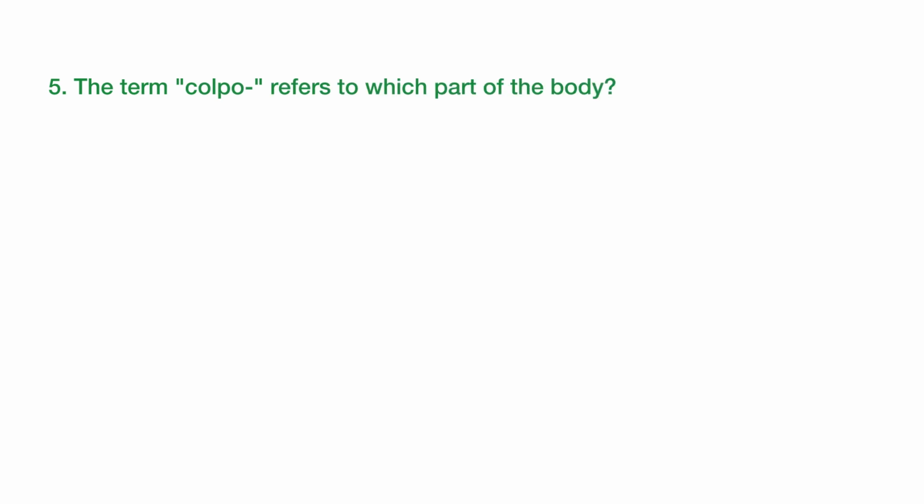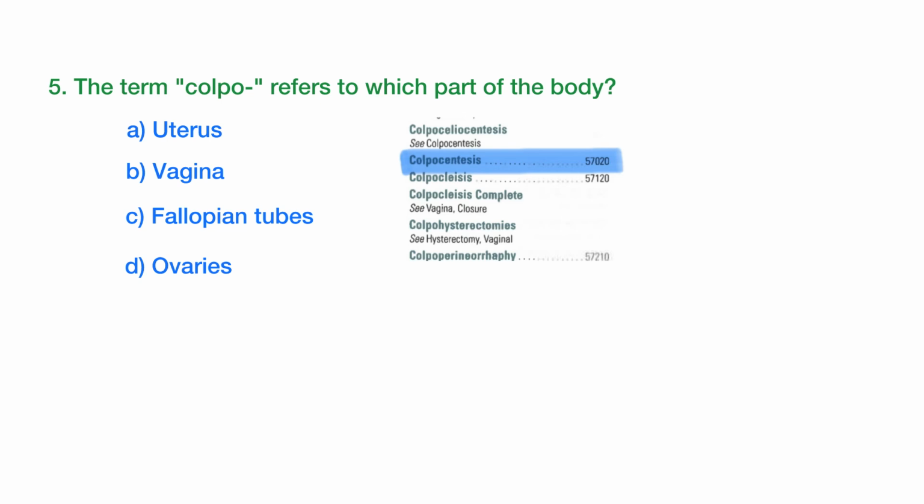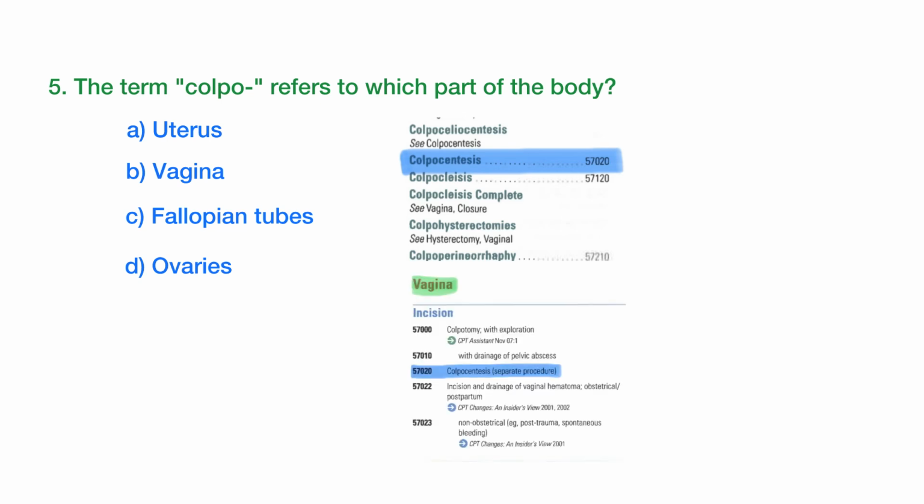Next question, the term colpo refers to which part of the body? A. Uterus, B. Vagina, C. Fallopian tubes, D. Ovaries. Now let's see how to find the answer in the manuals if you don't know directly. Let's go to the index and look for procedures related to colpo. Here it indicates 57020. Now when we go to the code 57020, it's showing colpocentesis under vagina. So the answer is vagina. Option B is the right answer.